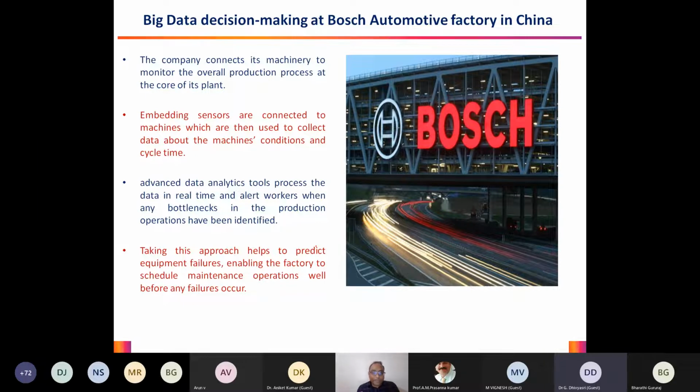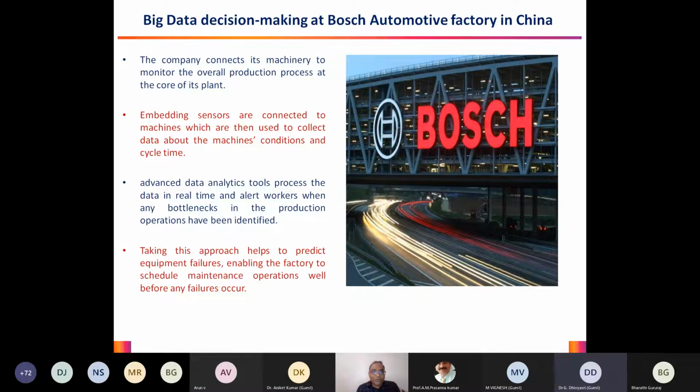It also enables the factory to schedule its maintenance in a periodic way. Instead of waiting until something happens and then servicing, we take this well in advance and schedule the maintenance. That is what is being done in an automotive factory of Bosch, and it is employed in real time. So this is a big data application with respect to the manufacturing process of Bosch.